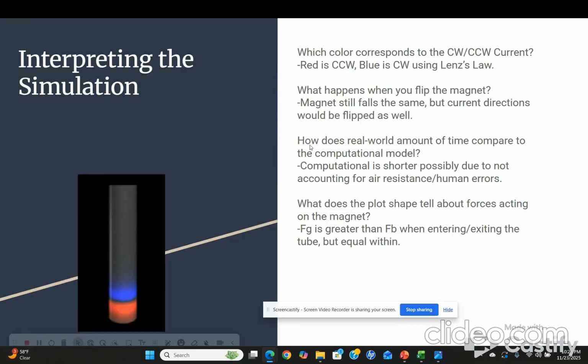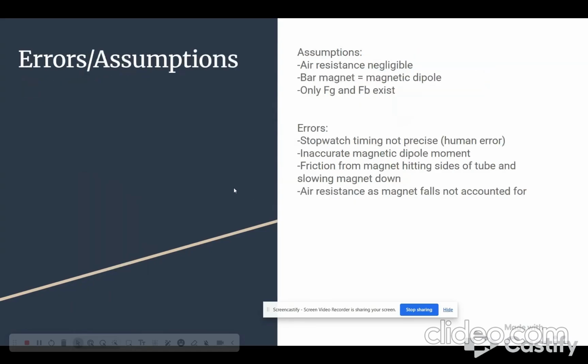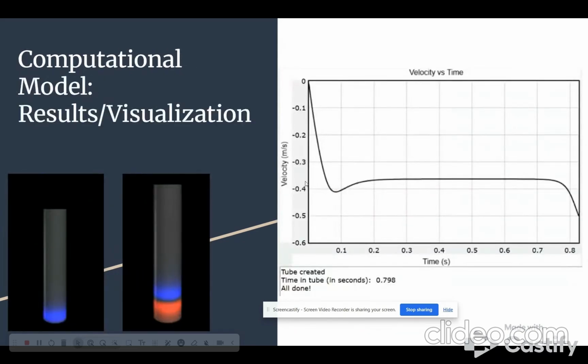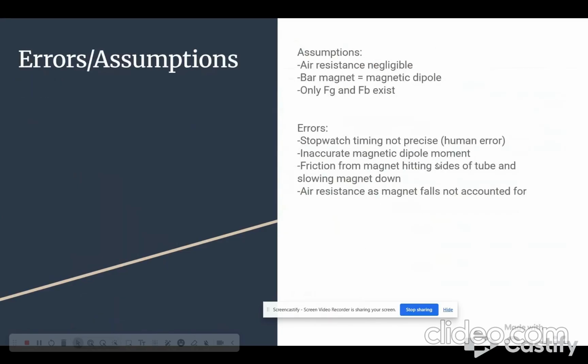How does the real-world amount of time compare to the computational model? The computational is shorter, possibly due to not accounting for air resistance or human error in the timing. What does the plot shape tell us about the forces? Basically, the gravitational force is always greater than the magnetic when you are entering or exiting the tube, but equal within. So over here, gravitational is greater, and here as well, but over here, they are equal.